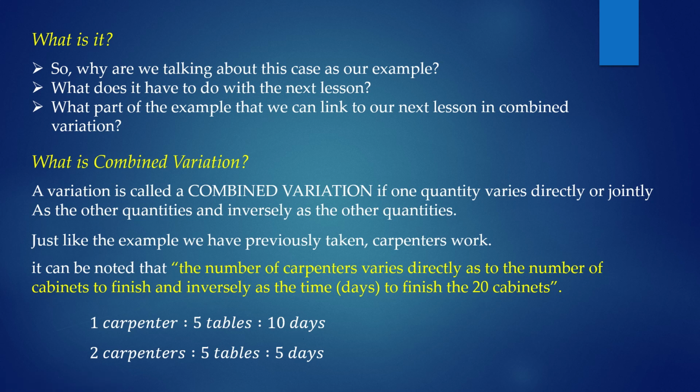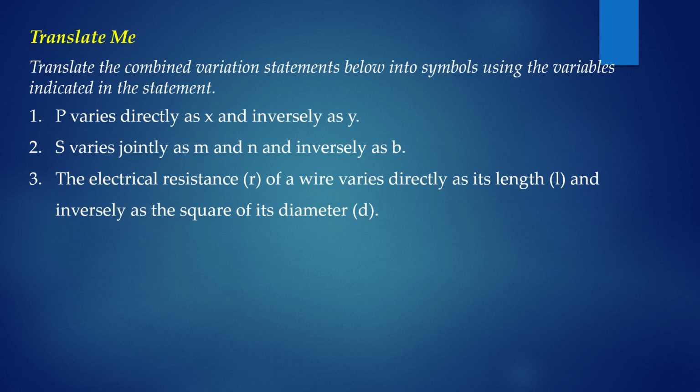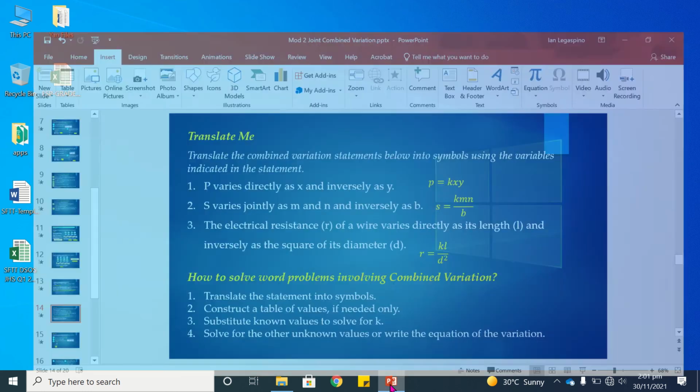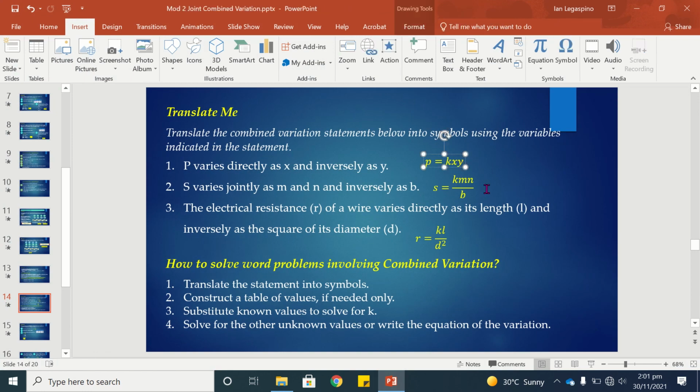So that's how combined variation is explained. Translate the combined variation statements below into symbols using the variables indicated in the statement. First, you have P varies directly as X and inversely as Y. The equation written is P equals Kx, and inversely as Y. Oh, that's wrong. This should be P equals Kx over Y. Let's correct that.